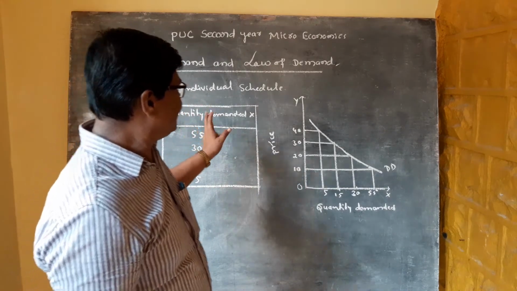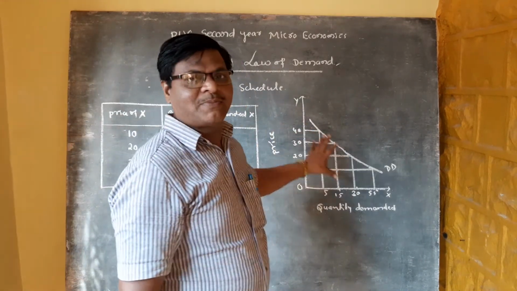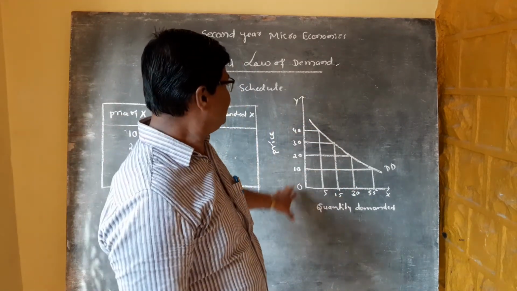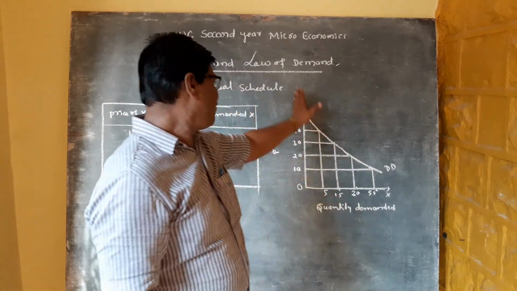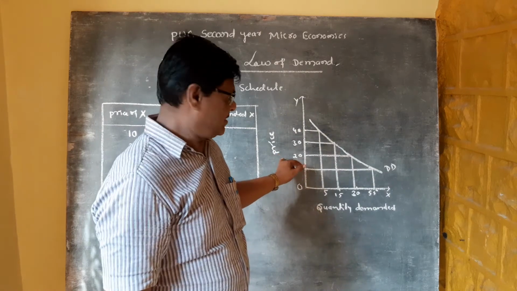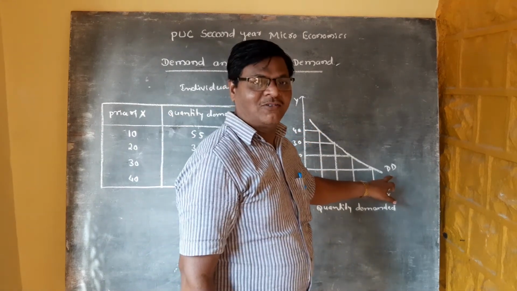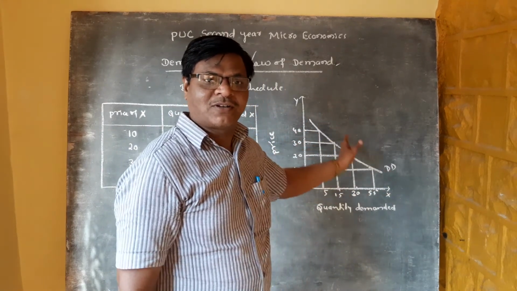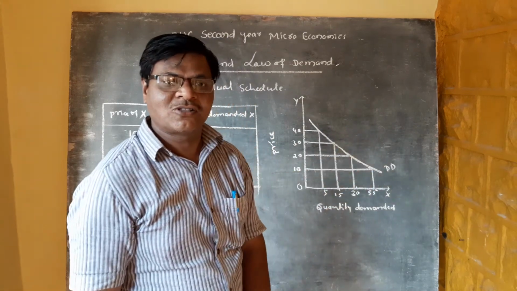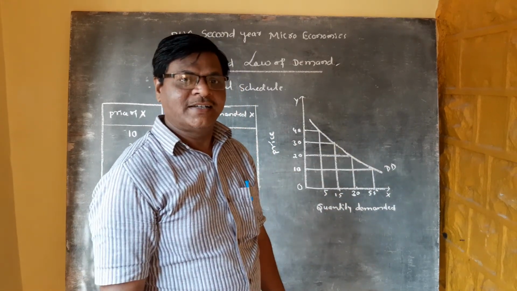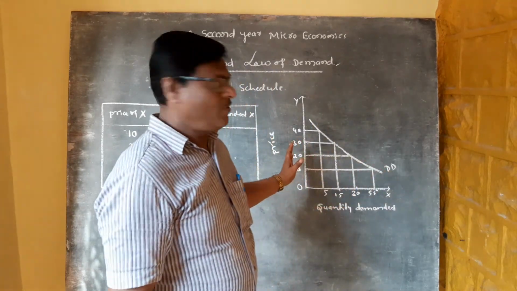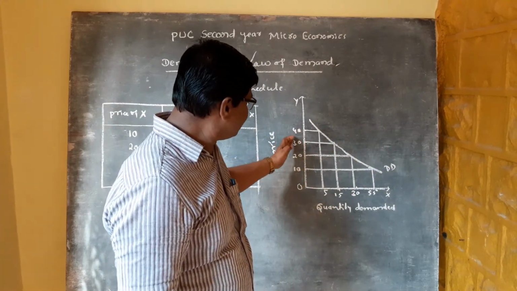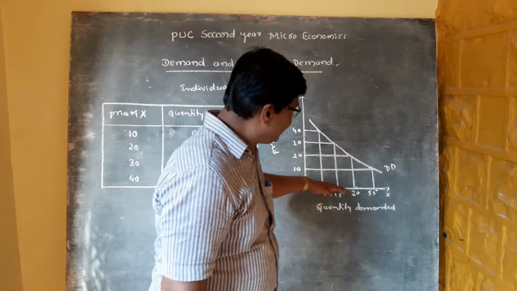Now we can understand by the graphical representation. The OX horizontal line measures the quantity demanded and the OY vertical line measures the price. The demand curve slopes downwards from left to right. Why does this curve slope downwards? It indicates that demand depends upon its price.